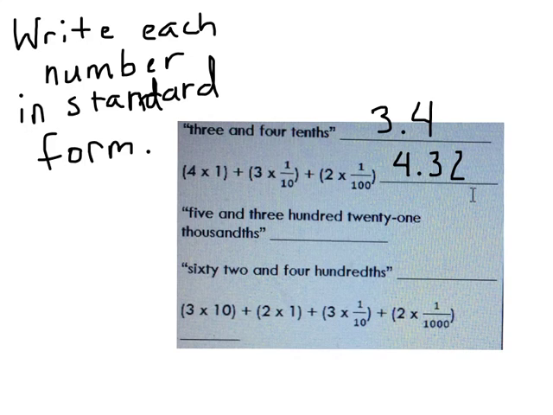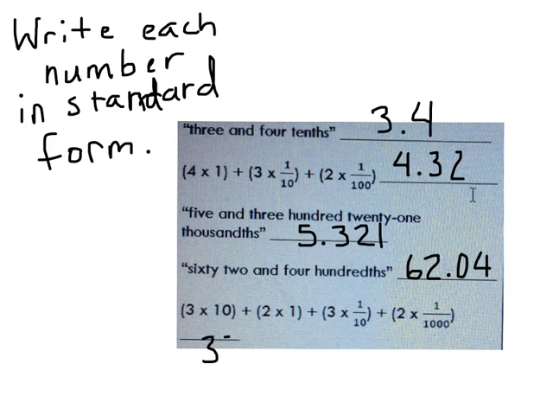5 and 321 thousandths. Well, I have 5 before the decimal and 321 thousandths after the decimal. 62 and 4 hundredths. Well, I have 62 in front of the decimal. I have 4 after the decimal, and I need to add a 0 to make sure it's in the hundredths place.